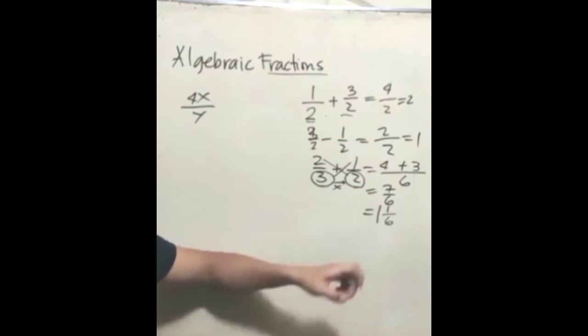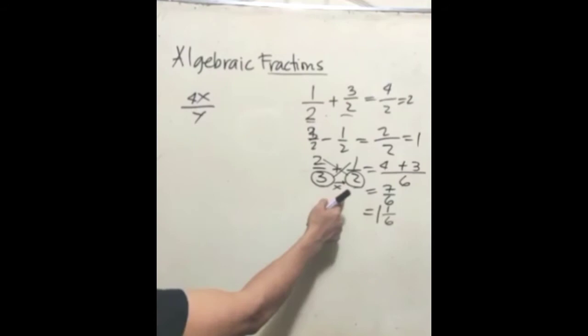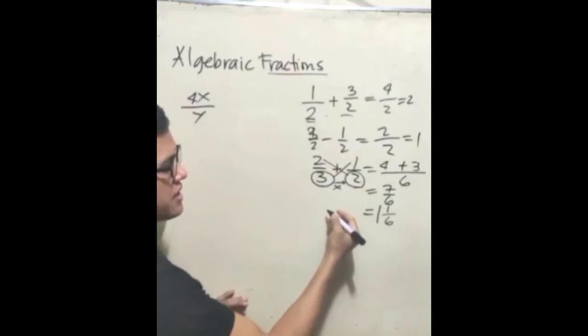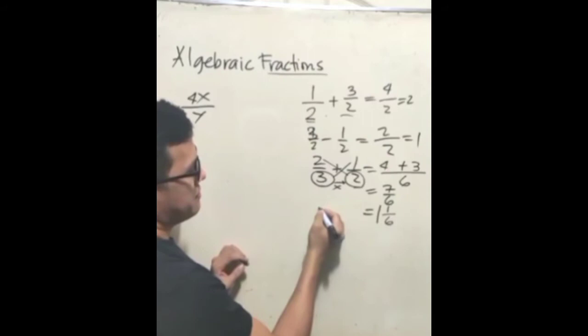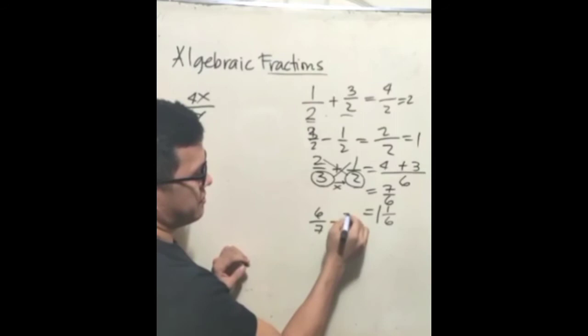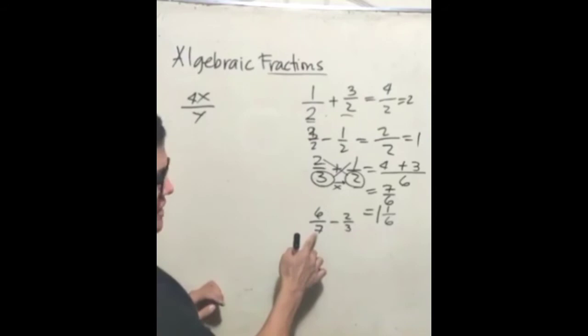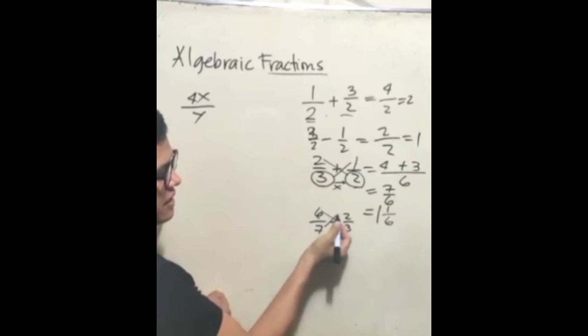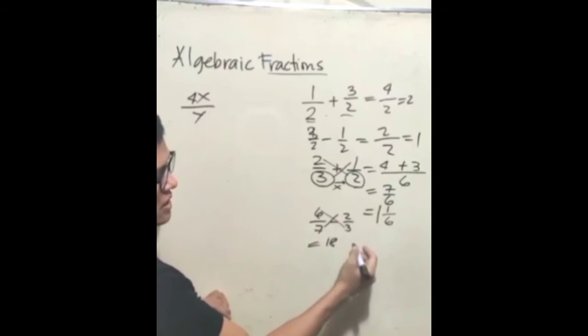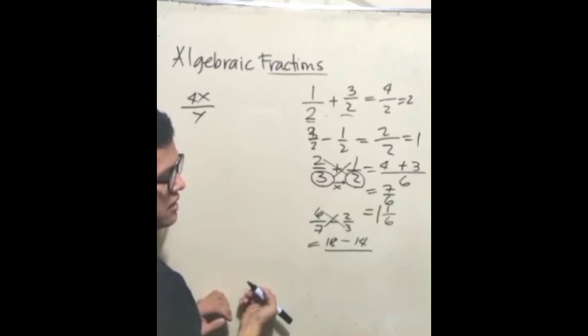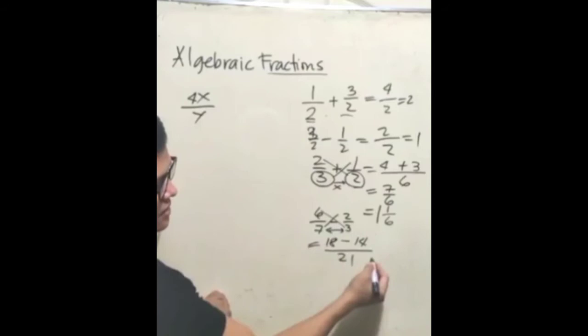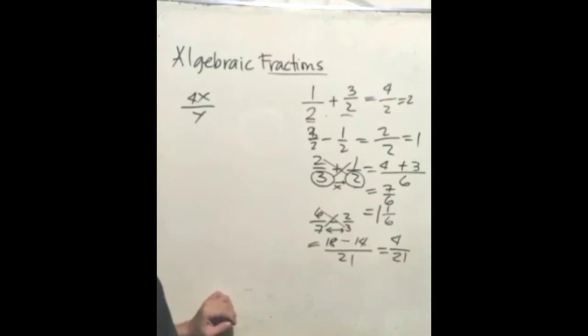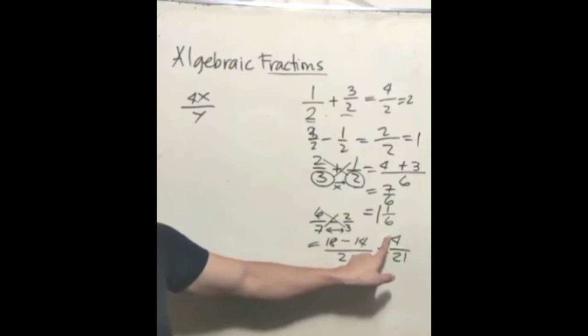This is true with subtraction and addition. For subtraction, take 6 over 7 minus 2/3. Again, 7 and 3 are different denominators, so we cross multiply: 3 times 6 is 18, and 7 times 2 is 14, with a minus sign. Multiply the denominators: 7 times 3 is 21. So 18 minus 14 is 4, over 21. Can we reduce it? Do 4 and 21 have common factors? None, so this is already in lowest terms.